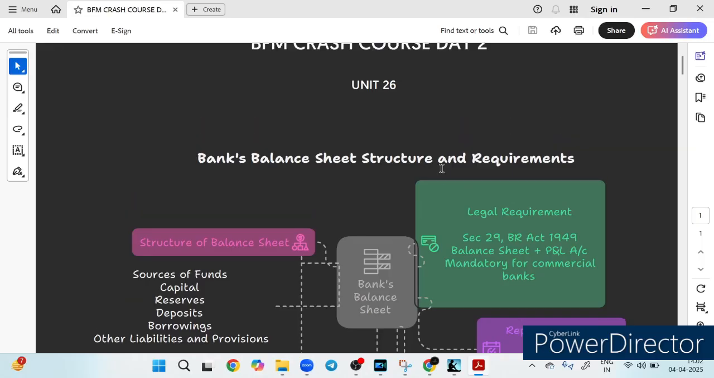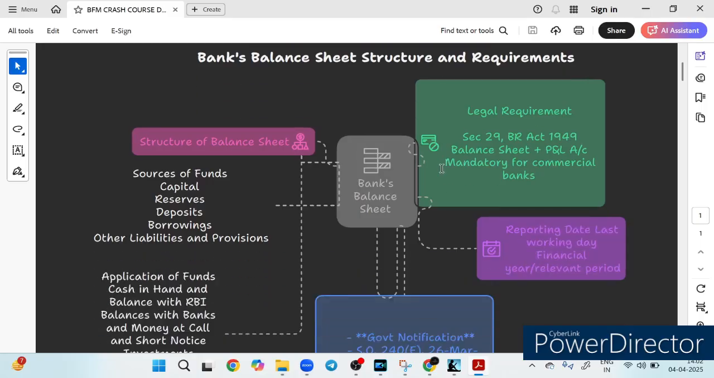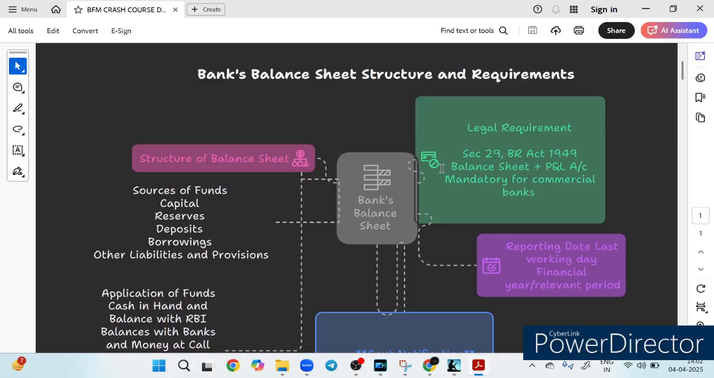So let's get started with our first unit, unit number 26, and the chapter name, as you can see, is the bank balance sheet structure and requirement. So friends, have you ever wondered how banks manage their money? Just like any business, banks maintain a balance sheet. What is a balance sheet? Basically, it is a kind of financial snapshot that shows where their money comes from and where it goes. But unlike a regular company, banks follow strict legal guidelines when preparing their balance sheet. Let's break it down in the simplest way possible.